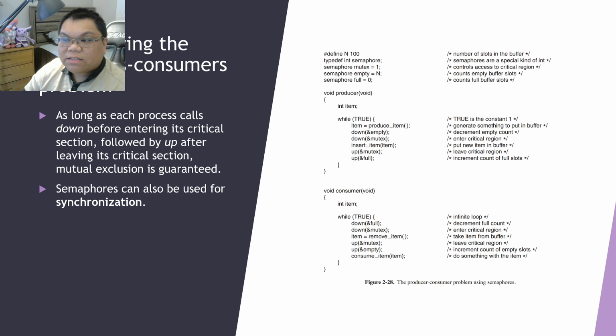Here's the thing. As long as each process calls down before entering its critical section, followed by up after leaving its critical section, mutual exclusion is guaranteed. And it's through the use of semaphores that we can get synchronization to happen. Synchronization meaning we have multiple processes working together to solve some problem, and we need to make sure that they are synchronized with each other, that they are doing these steps in the right order.